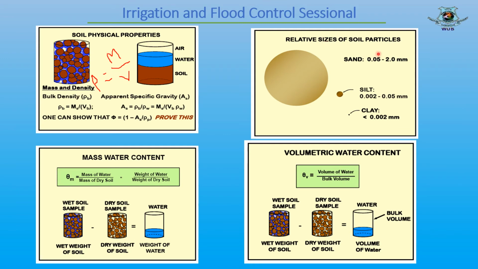Relative sizes of soil particles. Here, the sand particles range from 0.05 to 2 mm. The silt particles range from 0.002 to 0.05 mm. And a particle which is smaller than 0.002 mm is termed a clay particle.